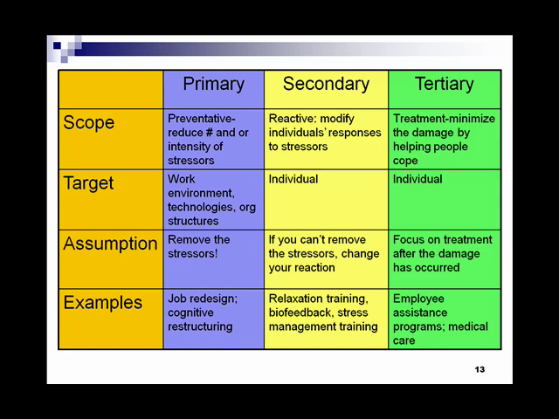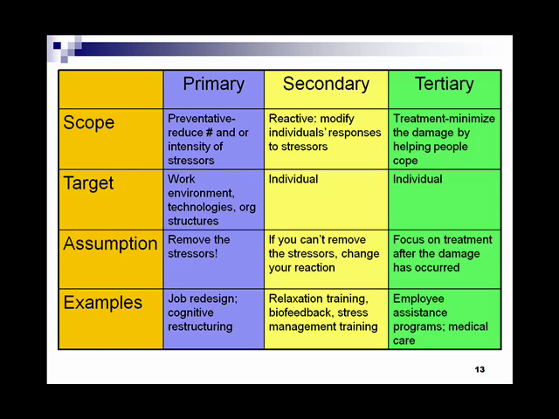Secondary programs are used when things have already occurred. Something bad has already occurred in the workplace, and they're trying to deal with how people respond to the stressors. So the focus is on individuals, and the basic assumption is if you can't remove the stressors, at least try to change your reaction. This is where the organization tries to implement some relaxation training. Maybe they're offering employees some yoga classes or stress management training.